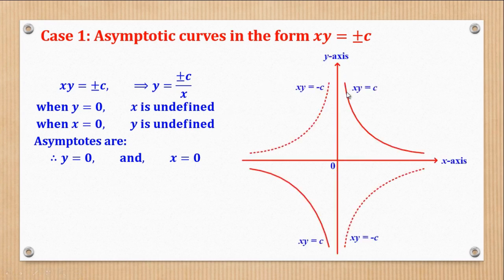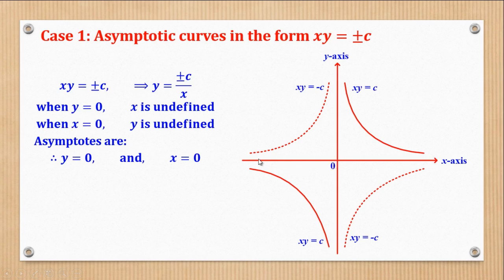And now we shall sketch. For sketching, we shall start with the ones with a positive constant. So for xy equal to positive c, for positive values of x, for example, when I put positive 1 here, I'll come up with y equal to c, which is positive. And that is why for positive values of x, the curve is above the horizontal asymptote. This is our horizontal asymptote.